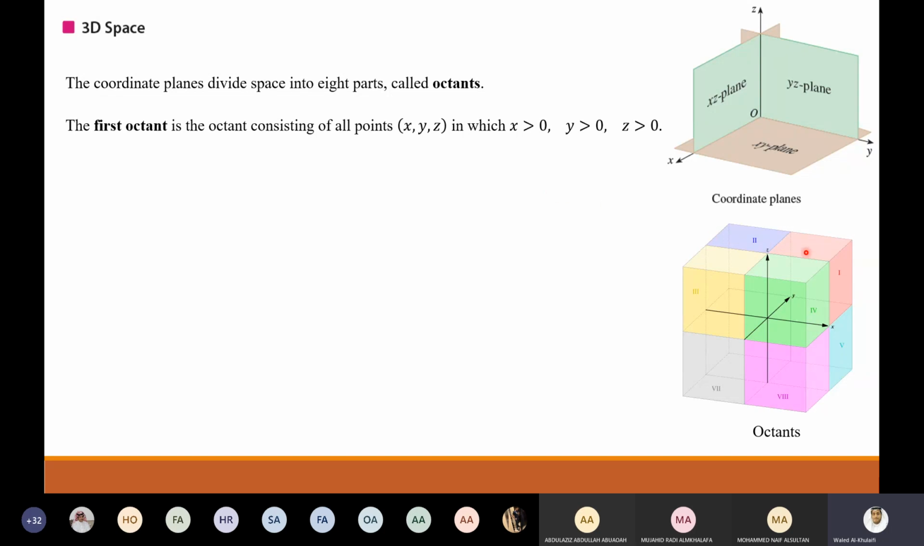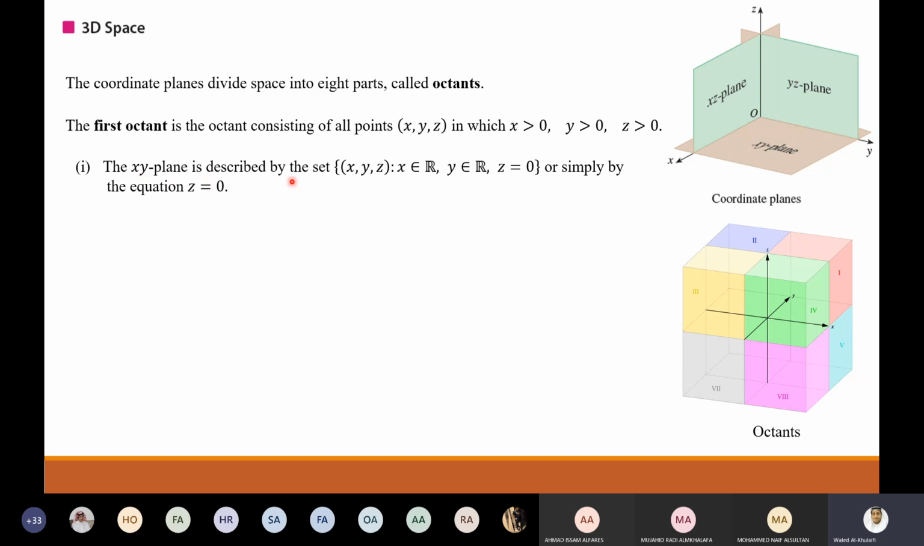Where are the others? The second, the third, the fourth. Some people do it this way: 1, 2, 3, 4, and then 5, 6, 7, 8. But it doesn't matter really. When you use these dimensions, no one will tell you to go to the third octant or the fifth octant. What is important is the first octant, where x, y, and z are all positive. If you are in the room looking at the corner, the octant you are standing in is the first octant.